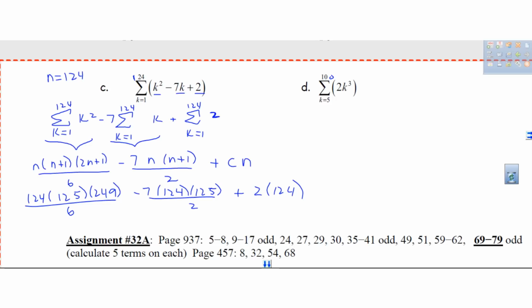I would just do the top. I'd go parenthesis 124 times 125 times 249, close it off, divided by 6, and I get 643,250. Do the next one. Parenthesis 7 times 124 times 125, close it off, divided by 2, enter, and I got minus 54,250. Then this is plus 2 times 124 is 248. Put that all in my calculator.